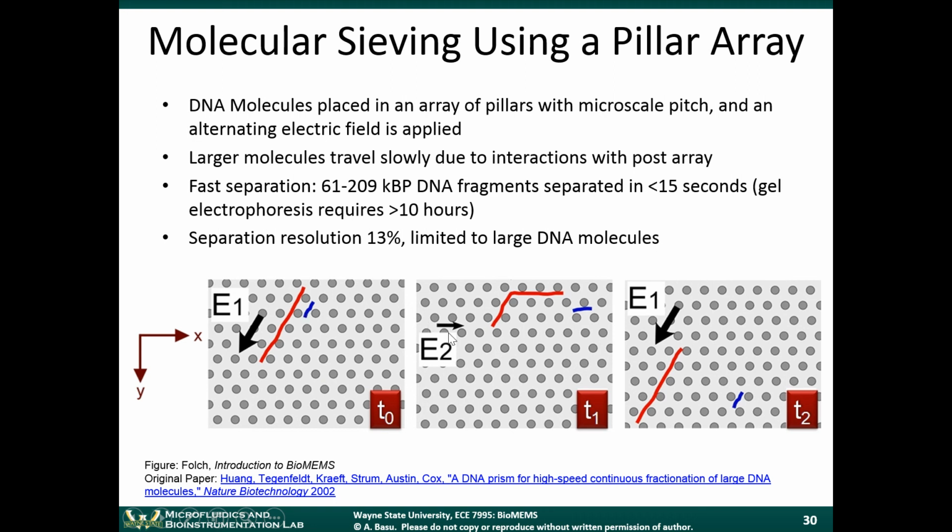The small molecule can respond to this electric field easier because there's less drag exerted on the molecule. So the small molecule can travel through these pillar arrays faster. As a result, if you keep on pulsing E1 and E2, going back and forth between the two, the small molecule DNA will actually end up moving away from the large molecule DNA, moving away in the horizontal direction. So by doing this, you can separate DNA fragments very rapidly, like less than 15 seconds.